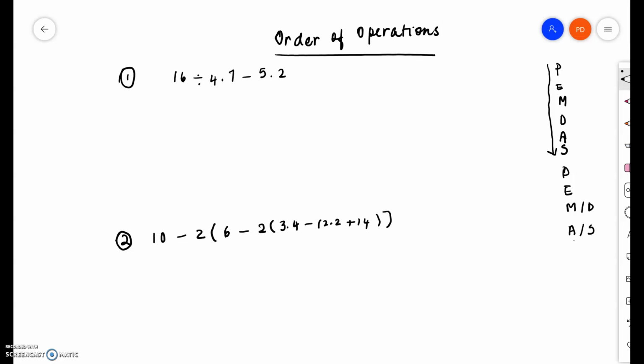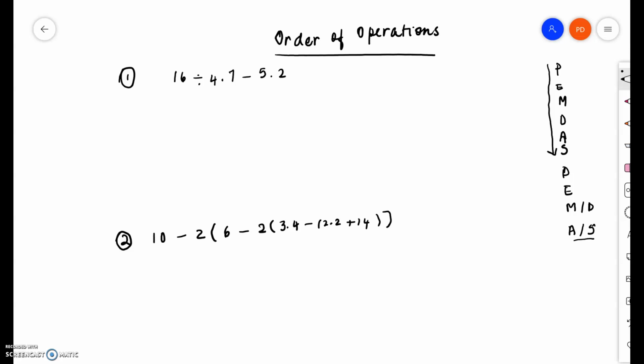If there's addition and subtraction, then go from left to right. Whatever comes first, do that first. So let's look at the first problem. We have 16 divided by 4 times 7 minus 5 times 2.